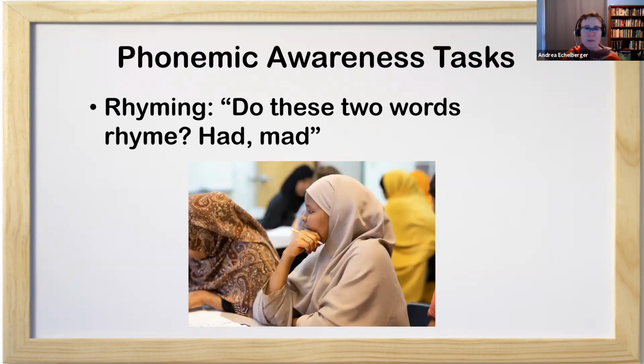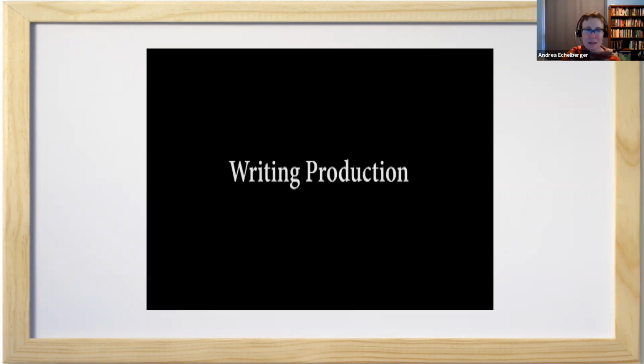So other tasks that we can do for phonemic awareness that are going to help with decoding are being able to do words like rhyming. Do these 2 words rhyme? Had and mad. And you can have people say yes, say no, do a thumbs up, do a thumbs down. It doesn't even have to be verbal. So I'm going to show just a short video of doing a rhyming activity as a phonics writing activity in a classroom.